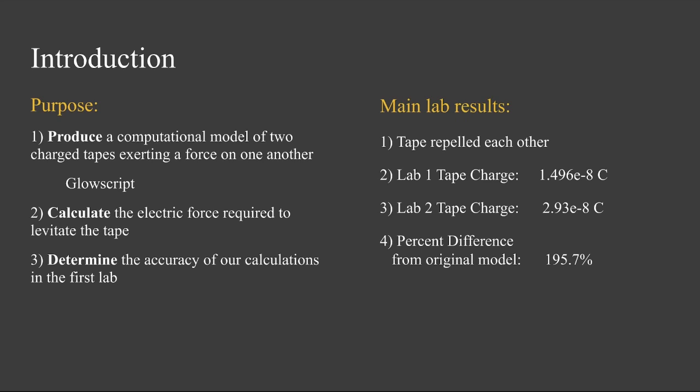The main lab results we'll see by the end of this video are: 1. The tapes are repelled by each other. 2. The lab 1 tape charge was found to be 1.496e-8 coulombs. 3. The lab 2 tape charge was found to be 2.93e-8 coulombs. And finally, the percent difference from the original model to this model was almost double, about 195.7% difference.